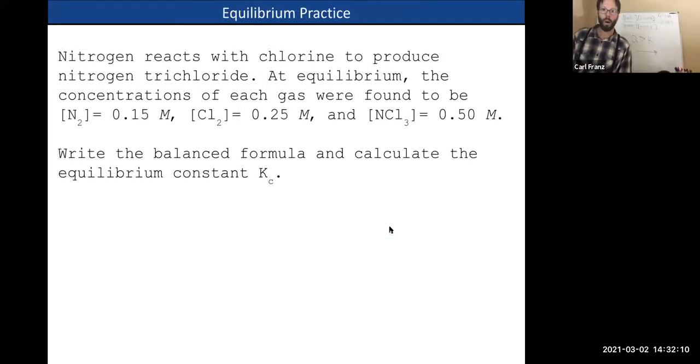All right, now I'm going to ask more of you guys. I'm going to ask you to write the formula as well. So we have nitrogen reacting with chlorine to form nitrogen trichloride. That's the reaction. That's the formula you have to write and balance. And then it says at equilibrium, the concentrations of each gas were 0.15 for nitrogen, 0.25 for chlorine, and 0.5 for nitrogen trichloride. Write the balanced formula and then calculate the K.